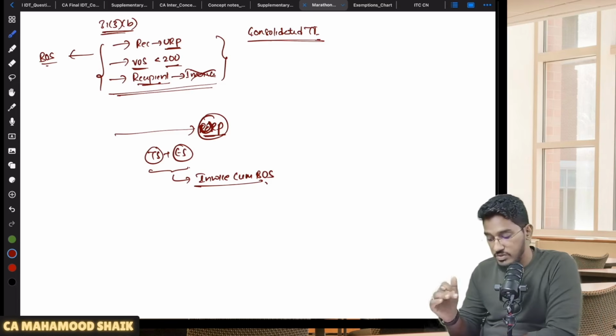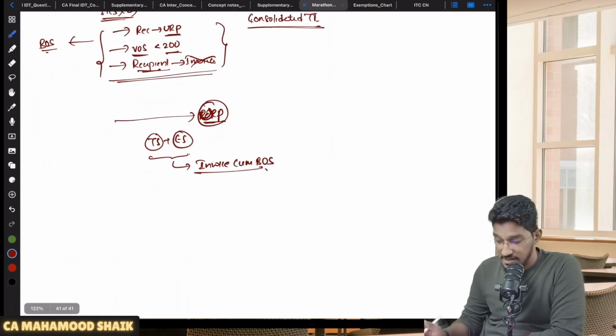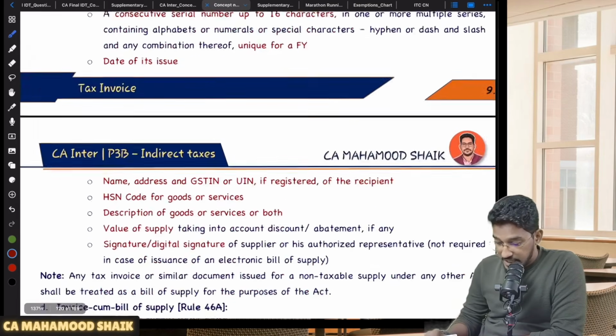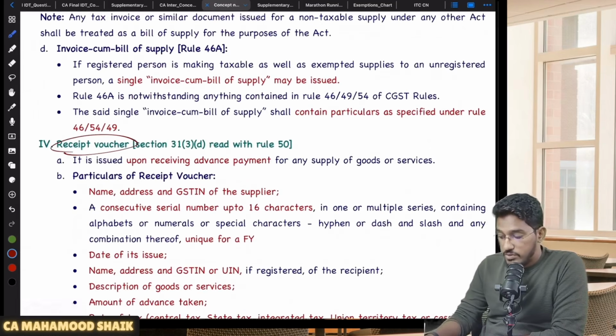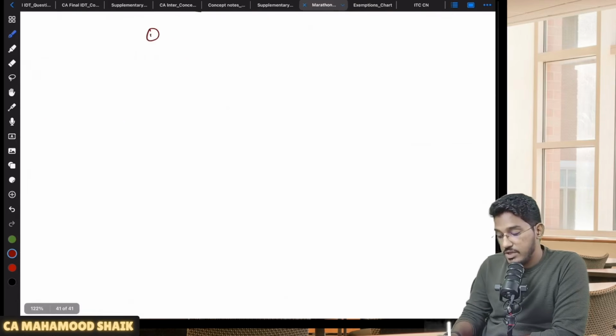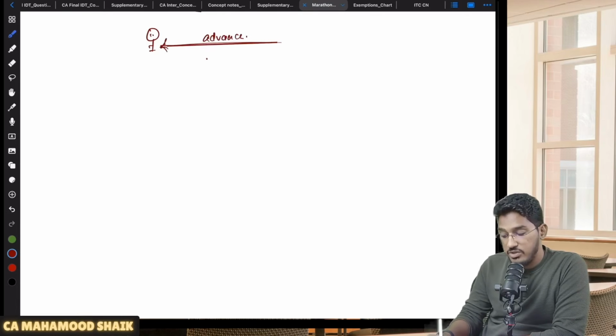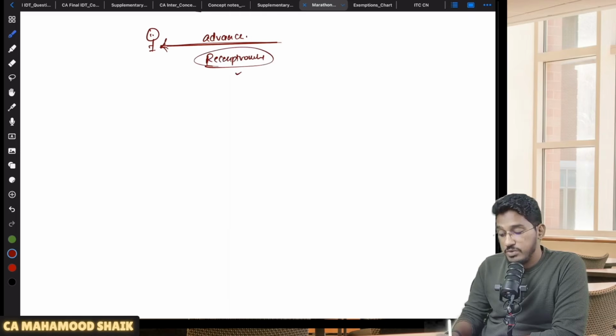So that is what we have regarding 31 subsection 3 clause C. Then, going ahead with one more document, there is something called a receipt voucher. Sir, what is a receipt voucher? Simply, let us say you are a supplier and you have collected an advance from the recipient. Whenever you collect an advance from the recipient, you are required to issue him a document called a receipt voucher, along with GST. You have to collect your advance along with GST. So you are required to issue a receipt voucher as a supplier whenever you have collected the advance.